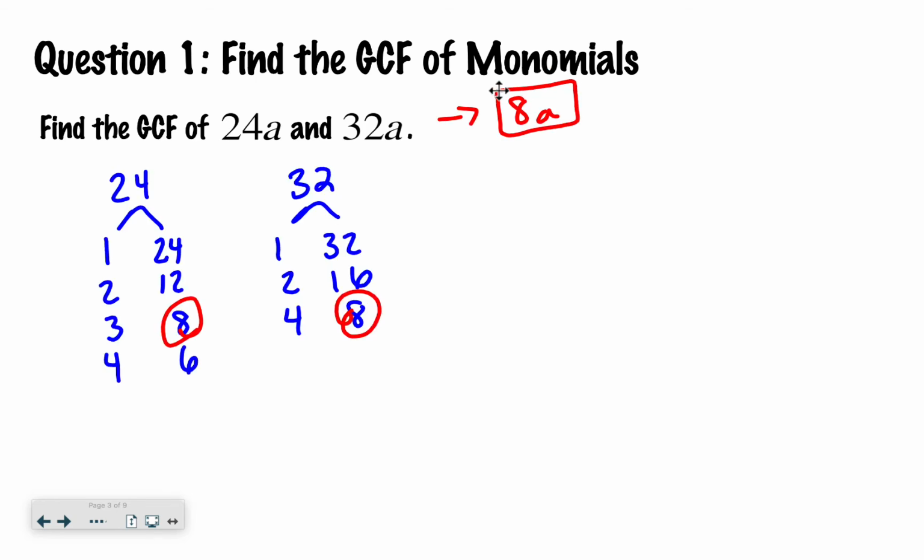Good luck. All right, for this problem, hopefully you made your little tree. You saw that the biggest number that multiplies into both 24 and 32 is the number 8. And then you saw that both of the terms have an a with them. So your greatest common factor would be 8a. If you have questions about that, please be sure to ask some questions. I'm happy to help you.